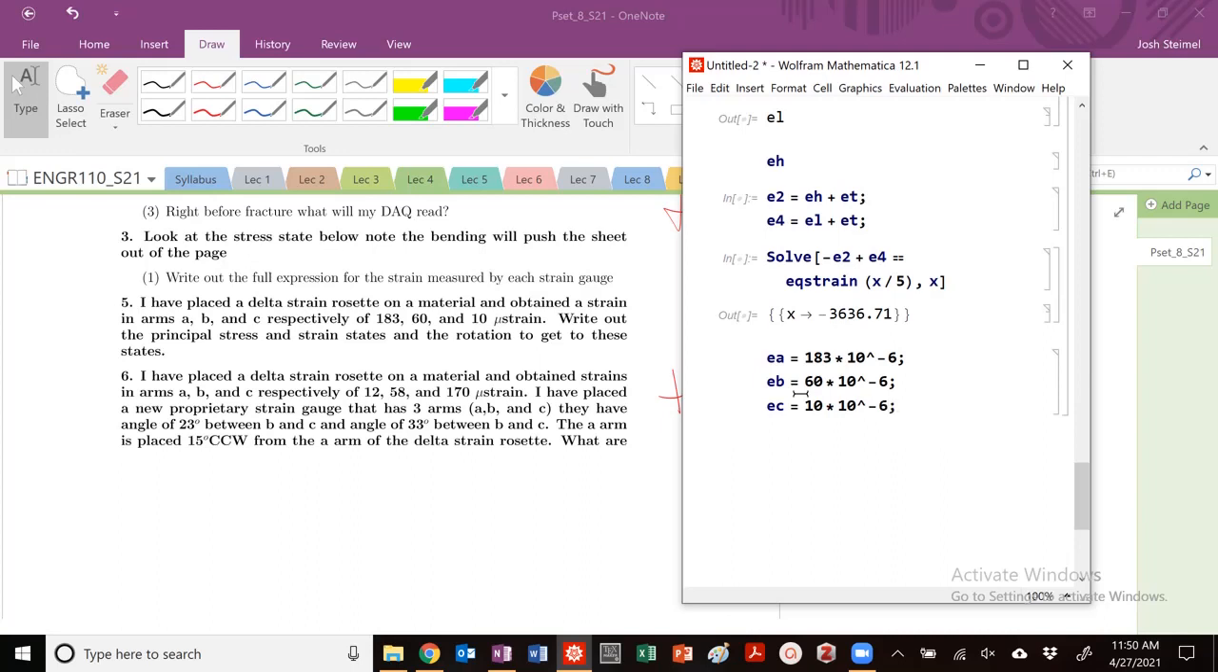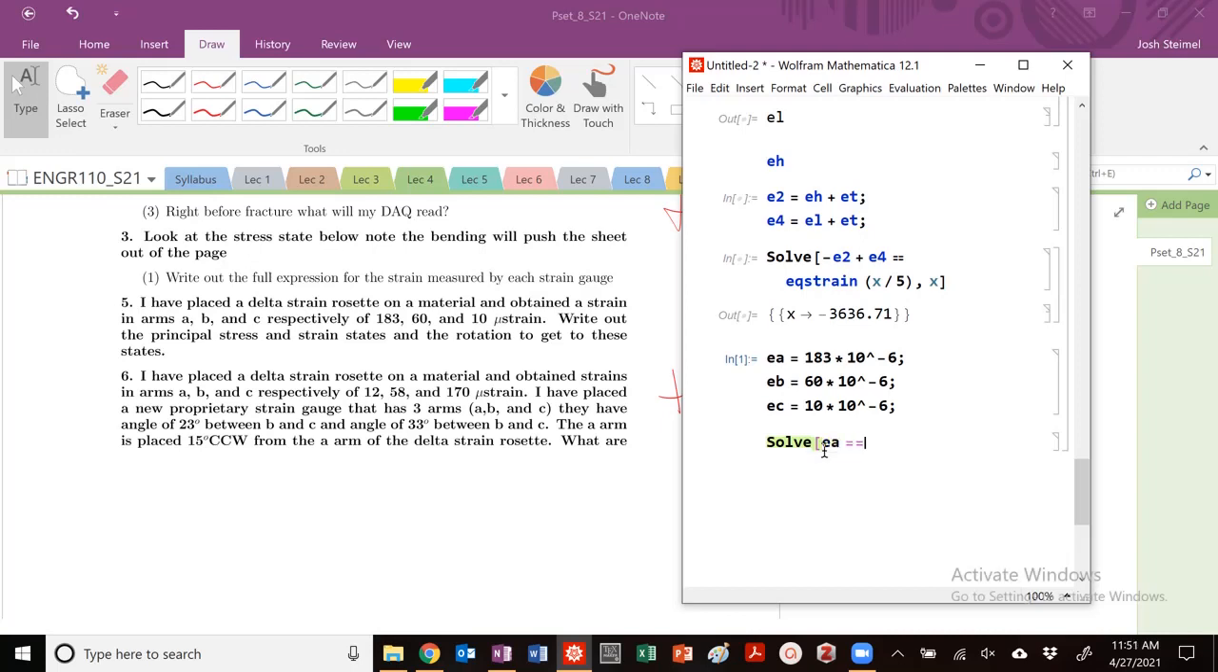So I am going to write out the principal stress and strain states and the rotation to get these states. So I know I'm going to have to solve a series of equations simultaneously. So I need to solve when basically I'm going to choose my reference as my EA.